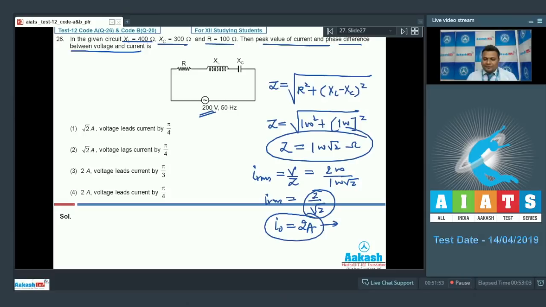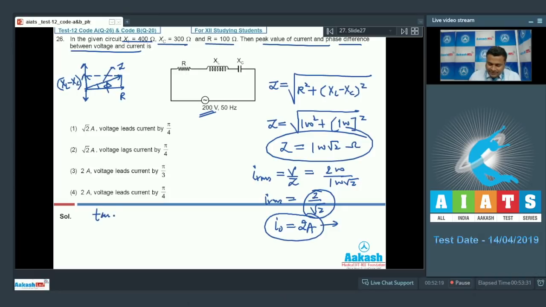Now let's talk about the phase difference. Draw the phasor. This is R. XL is larger, XC is smaller. So if this is XL, then that will be XC and net will be XL minus XC. Draw the impedance triangle. This will be impedance Z. So this will be phase difference phi.